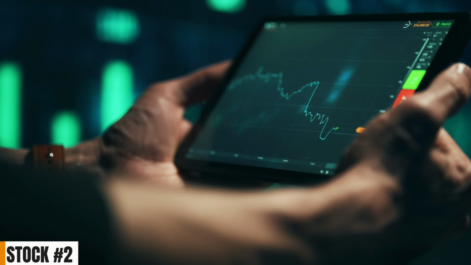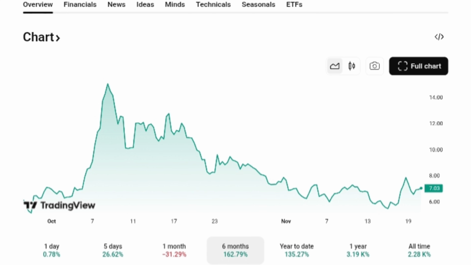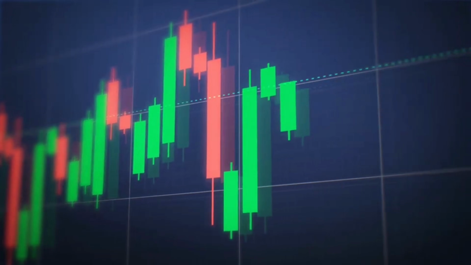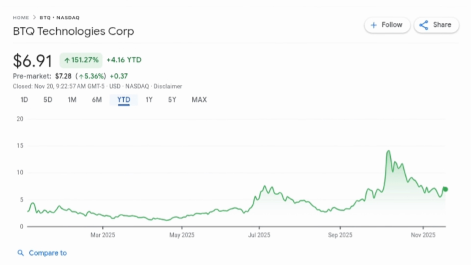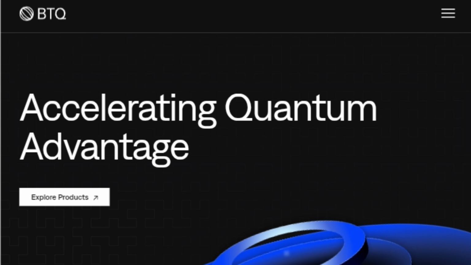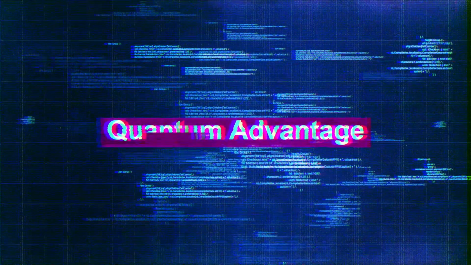The second quantum stock on our list is BTQ Technologies Corporation, trading under the ticker symbol BTQ on the NASDAQ. Its current trading price recently moved from the sub-$5 range up to around $6.91 following its uplisting and massive surge in investor interest. BTQ is one of the most talked-about small-cap quantum cybersecurity companies of the year, and for good reason.